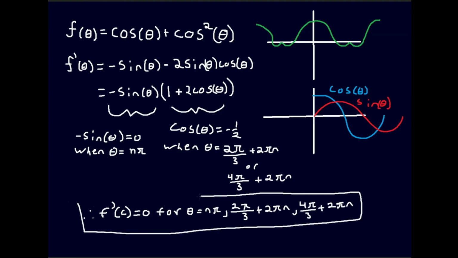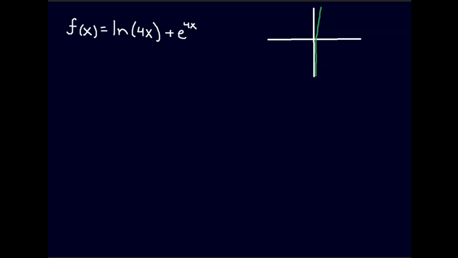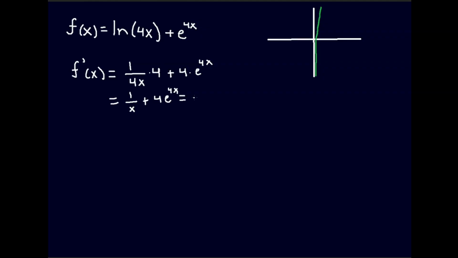So our final example is going to be f of x equals ln of 4x plus e to the 4x. So as before, we'll take the derivative, which is 1 over 4x times 4 plus 4e to the 4x, which then equals 1 over x plus 4e to the 4x. So if you actually attempted to find the critical points, you wouldn't be able to do so, and this is because there is no point on this function where the derivative is 0.